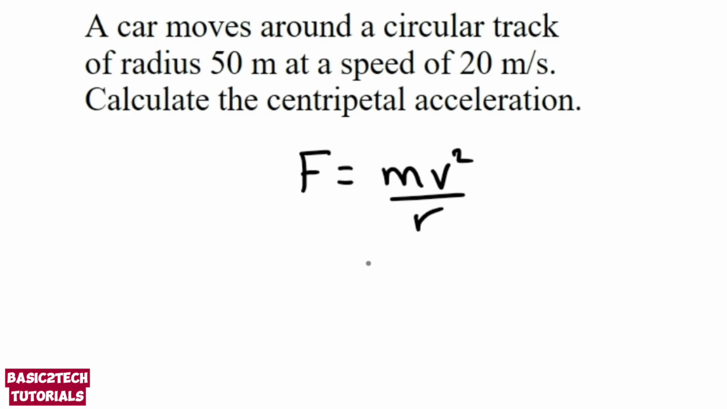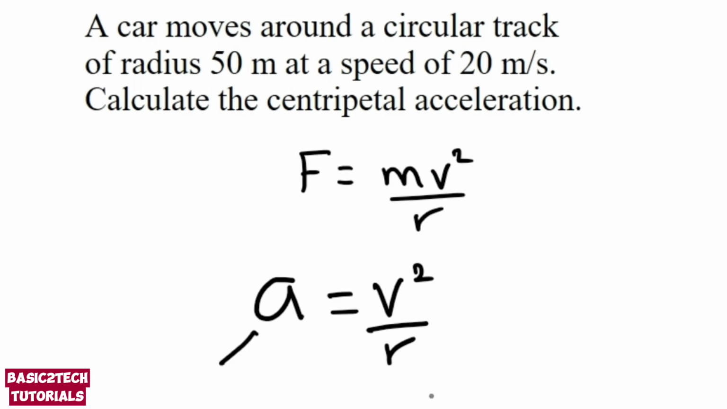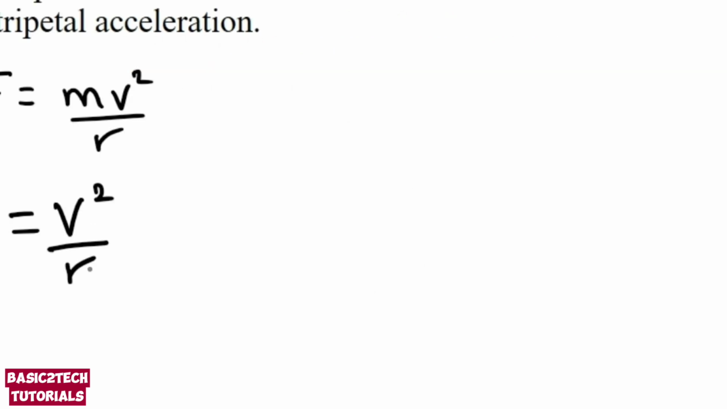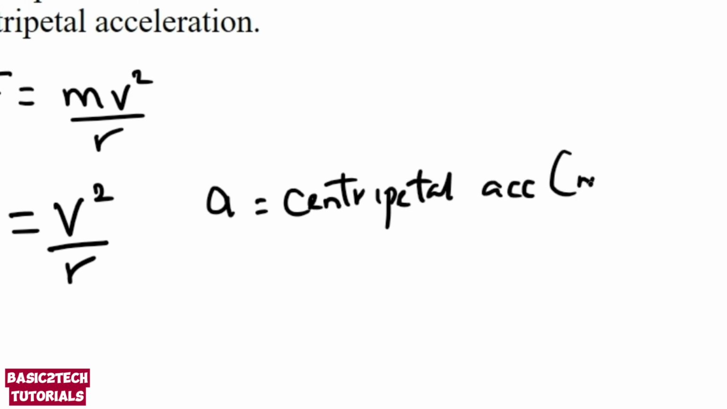The formula you need for this question is a equal to v squared over r. This is called the centripetal acceleration, not force. Acceleration is v squared over r. The a is the centripetal acceleration, and is in meters per second squared.